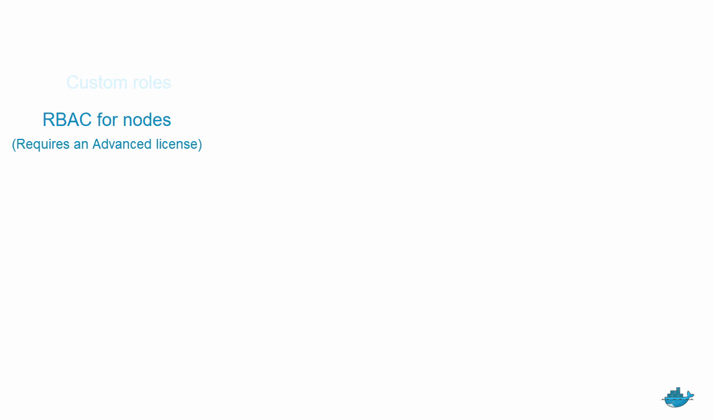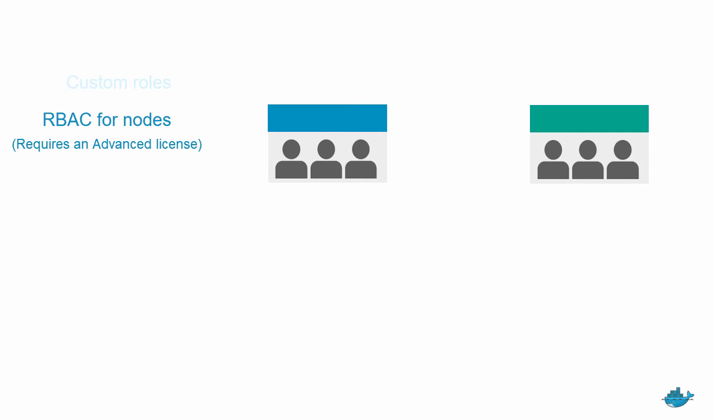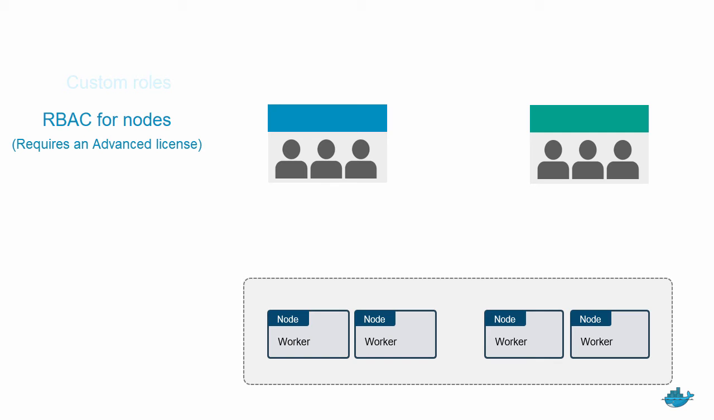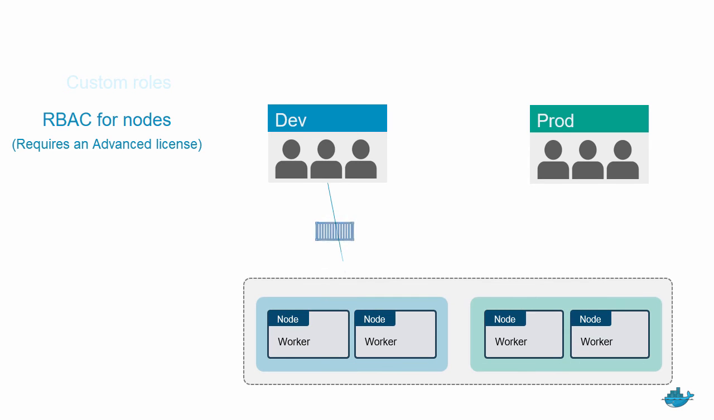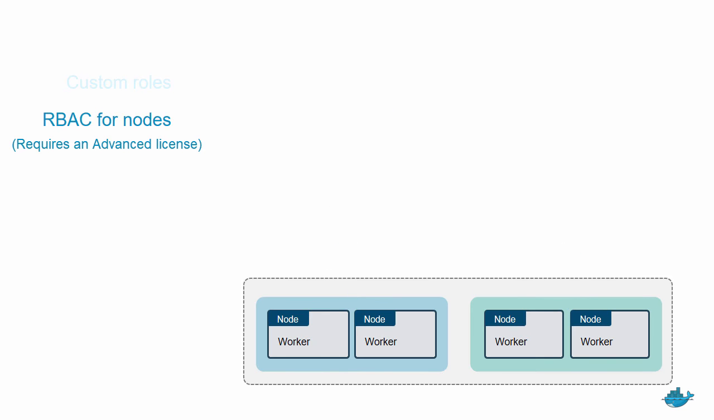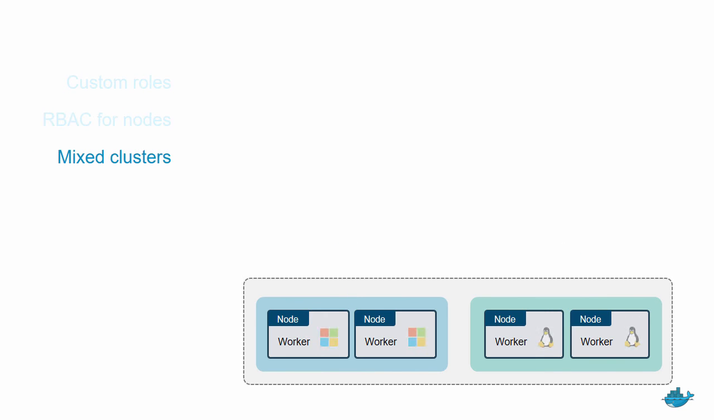Switching to RBAC for nodes. This lets us configure which users and teams can deploy to which nodes in the cluster. So maybe a dev team and a prod team. The devs can only deploy to a subset of cluster nodes labeled as dev, and the prod team to a subset labeled as prod.